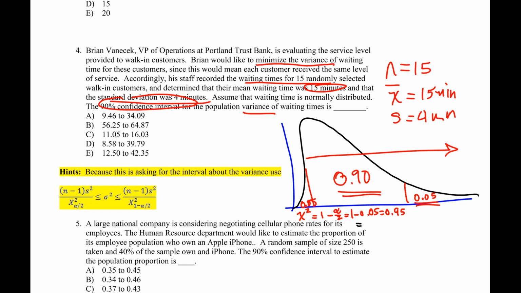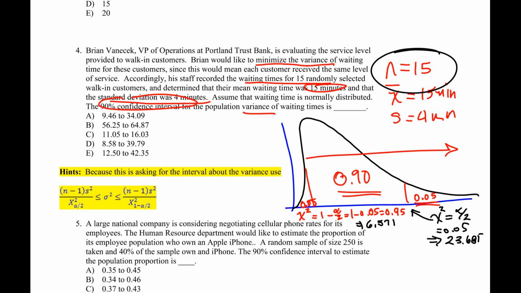So looking this up with degrees of freedom of 14, I would get 6.571. This other chi-square is found by looking up alpha divided by 2, which is 0.05, and hence in the table you should get 23.685. And now you just plug everything into your formula.